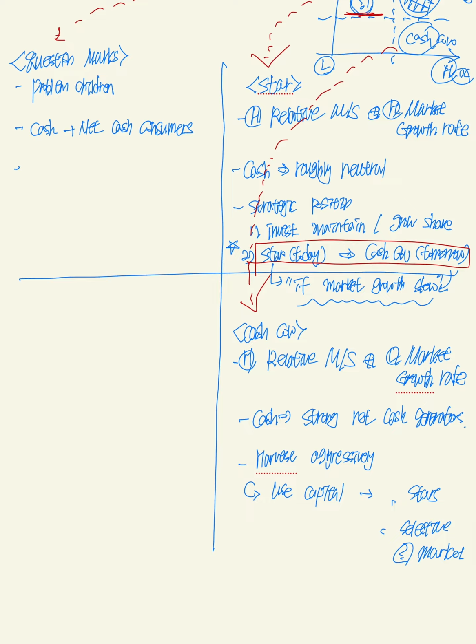So what is their strategy? Selective investment, because they do not have enough money, and also their market share. So either commit resources to build share and convert to star, or divest before the market matures and the position becomes permanent as well.